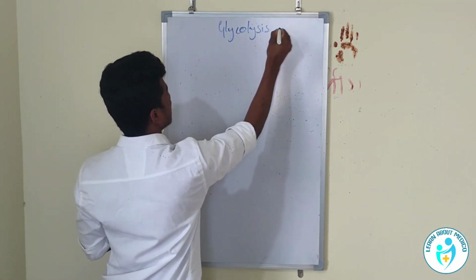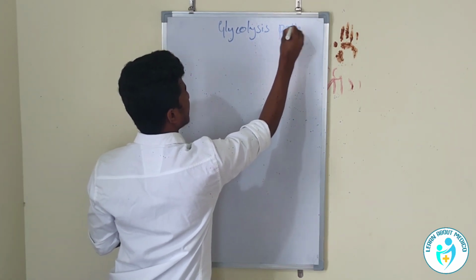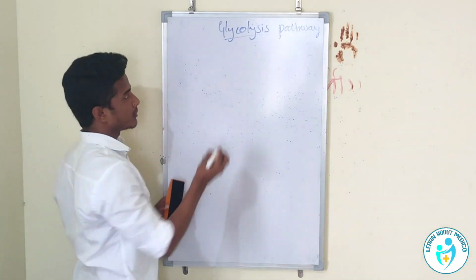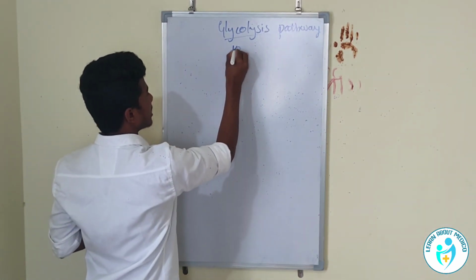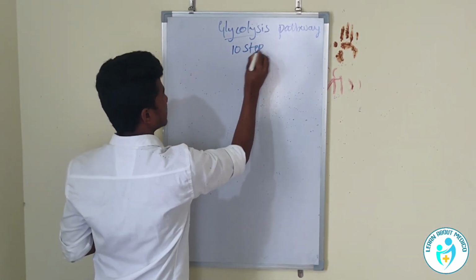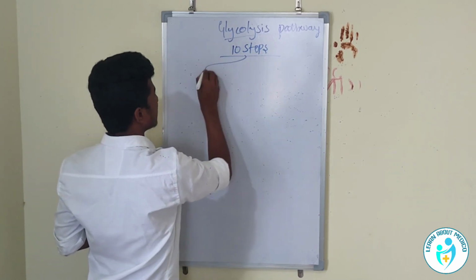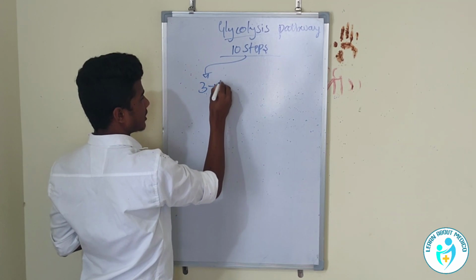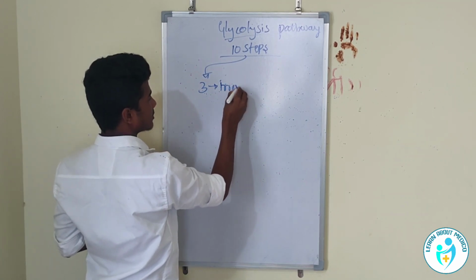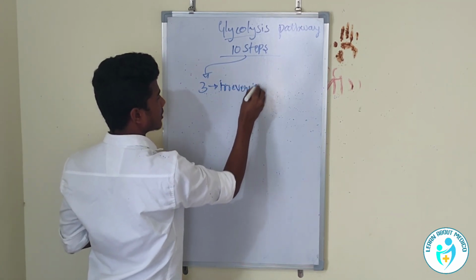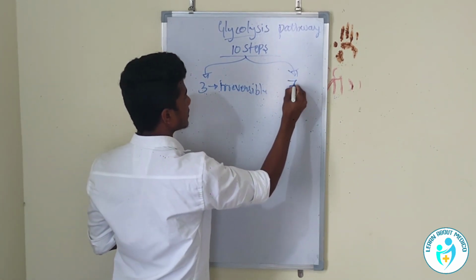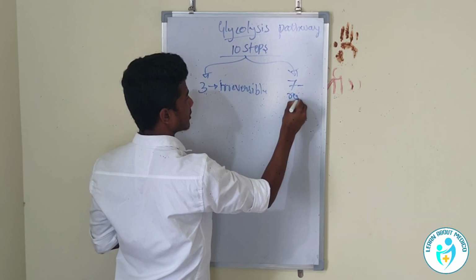Glycolysis pathway. In this pathway, there are 10 steps. In that, 3 steps are irreversible, and the remaining 7 steps are reversible.